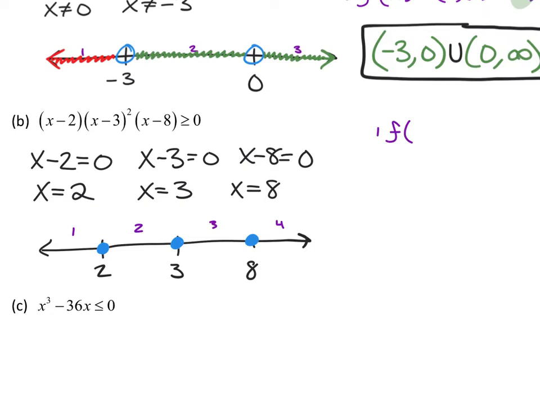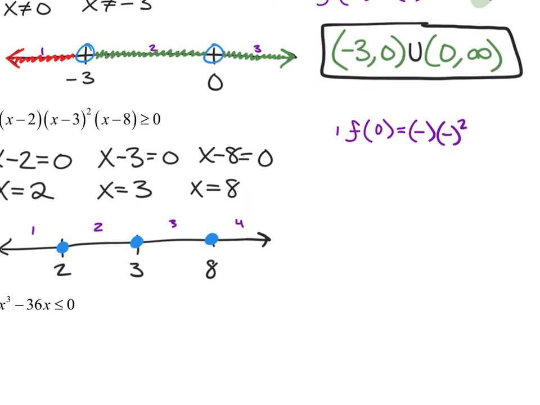For the first subinterval, what's a number that's easy to use that's less than 2? Even easier, 0, way easier to use. You can use whatever number, it would work. 0 is just very easy to use. If I were to plug in a 0, air quotes on the word plug in, 0 minus 2, that's a negative number. 0 minus 3, that's a negative number, but I'm going to square it. And 0 minus 8, that's a negative number. All right, I have negative times negative squared times a negative.